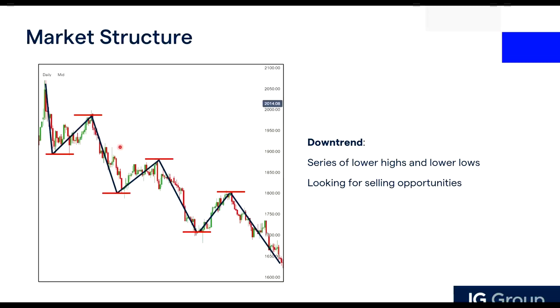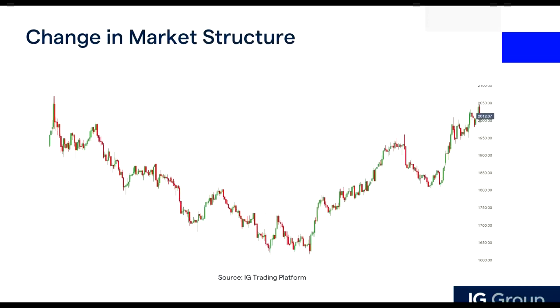We are trying to sell or find short opportunities in this downtrend. Again, the concept is we don't want to swim against the current. We want to swim with the current. If it's going downstream, we want to find opportunities to join this downstream instead of going up. So the question here is then, when do we switch sides?